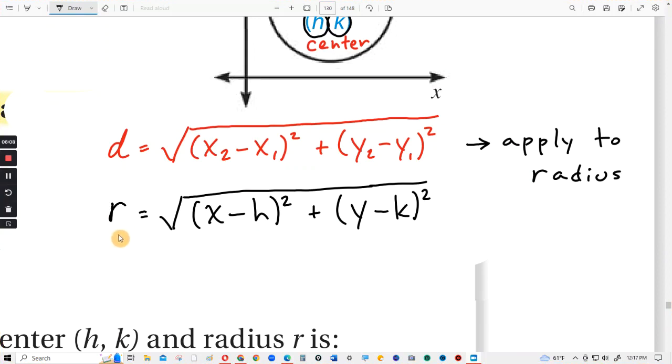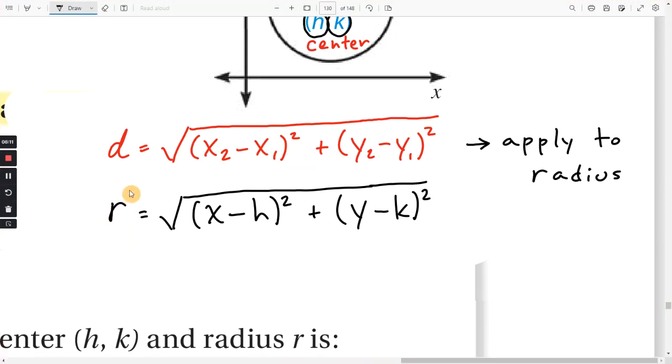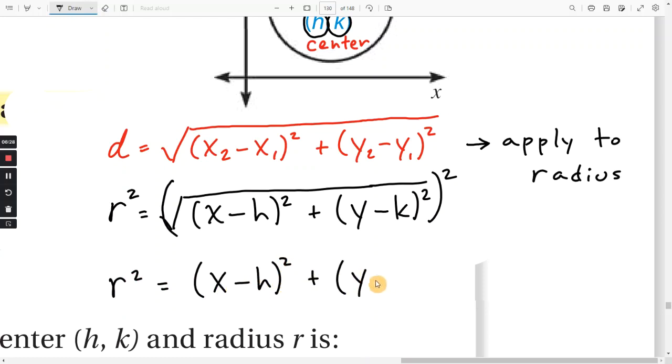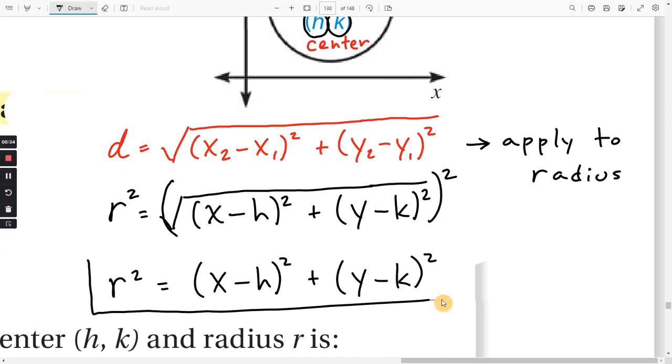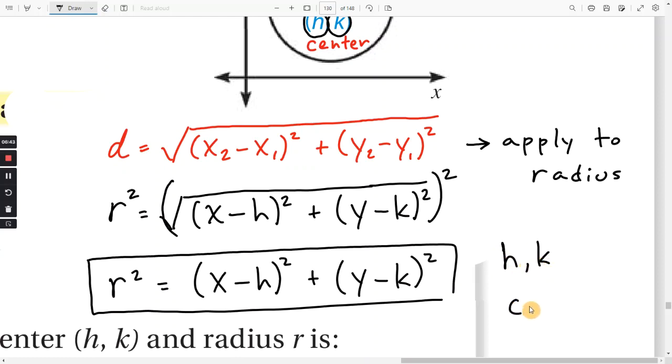Finally, if you just square both sides, squaring the r is just r squared, and squaring this mess right here just undoes the square root. So the equation for the circle is going to be r squared equals x minus h squared plus y minus k squared. Alright, and that is the equation for the circle. h comma k is just the center like we said. And of course r is the radius.